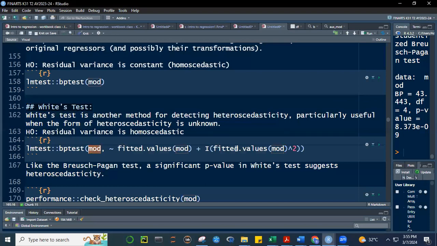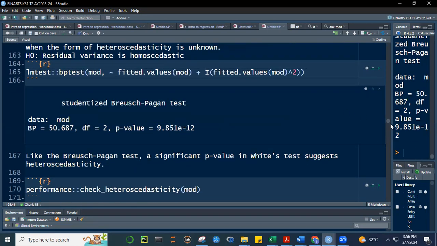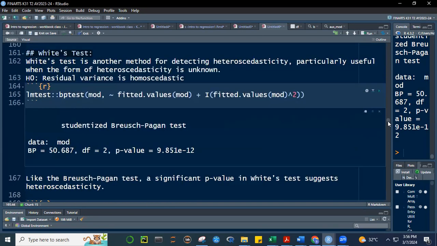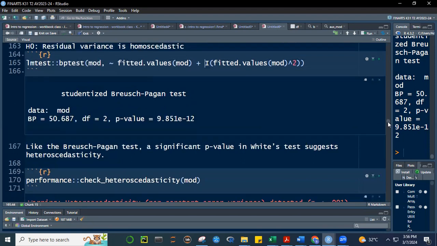Okay, take note, no? Pag sa independent variable, class, nagkakaroon ka ng transformation, kunyari ini-square mo, you will have to put here I. Okay? So i-discuss ko to when we go to interaction. All right. So if we run this, class, ganun din yung null nito, no? Hypothesis, ganun din. Same as the Breusch-Pagan test. Okay, both reject the hypothesis, the notion that the residuals are homoscedastic.